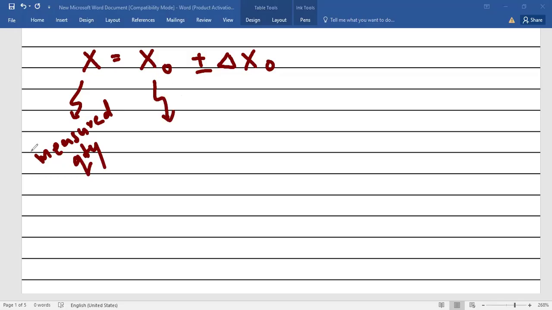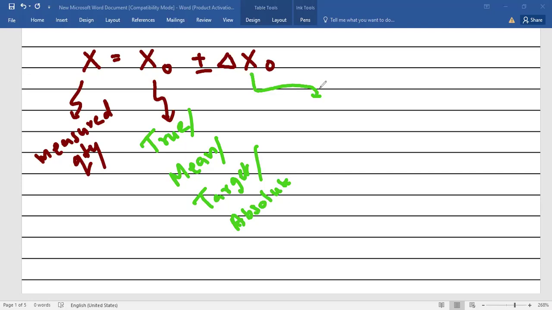And this x naught is called the true value. It is also called the mean value, the target value, or the absolute value. Whereas this delta x naught is called the absolute error. This is also known as uncertainty. Absolute error has the same SI unit, it will have the same unit as that of x naught.